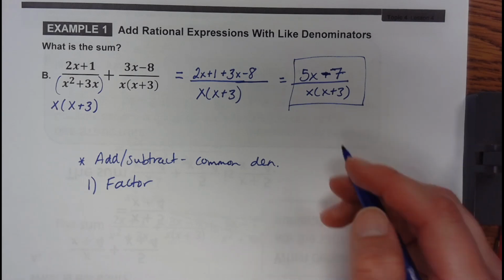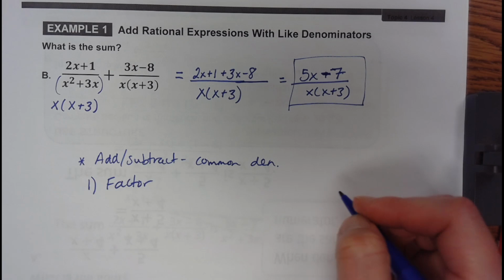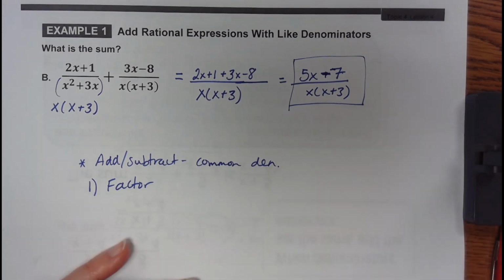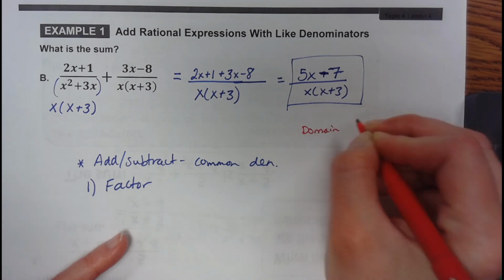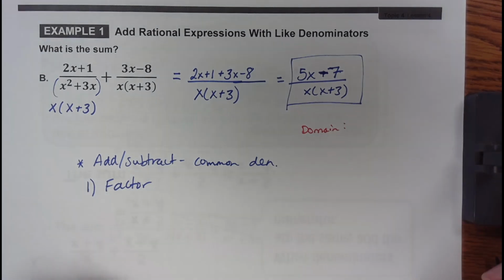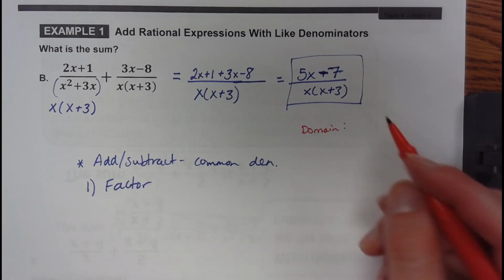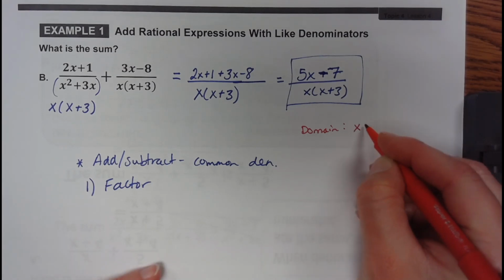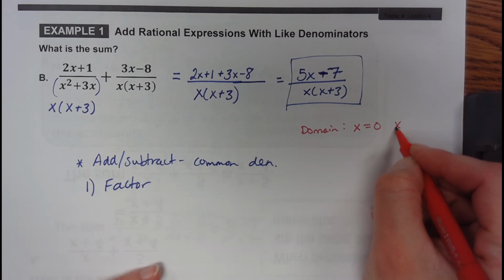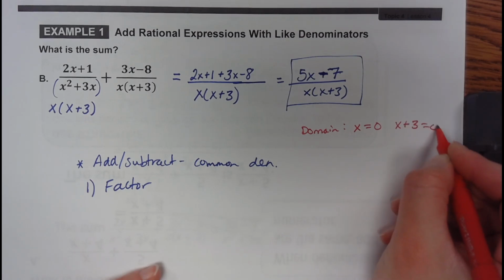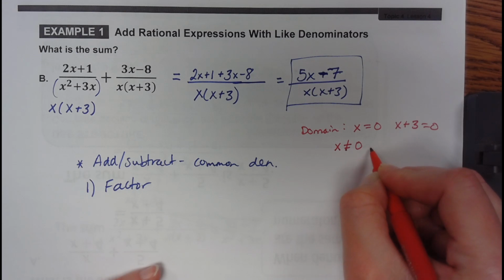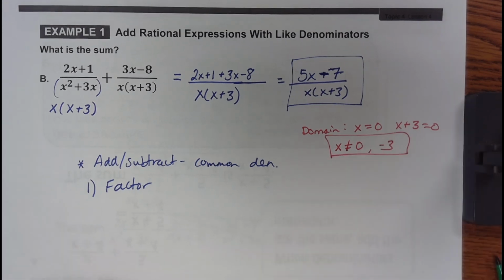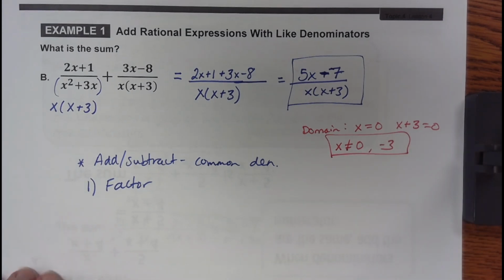Now, I want to talk about bringing in what we had done in the past. If I talk about what is our domain, what do we do for our domain? That would be setting our denominators equal to 0 and solving this. So our domain, if I bring that in, is x cannot equal 0 or negative 3.